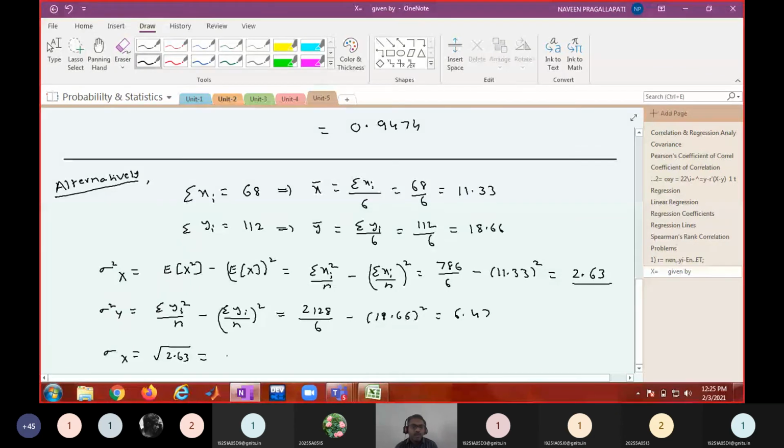What is the square root of 2.63? 1.6217. Let us say 1.62. What is sigma y? 2.54. Okay. Now let us compute r from the Excel table.